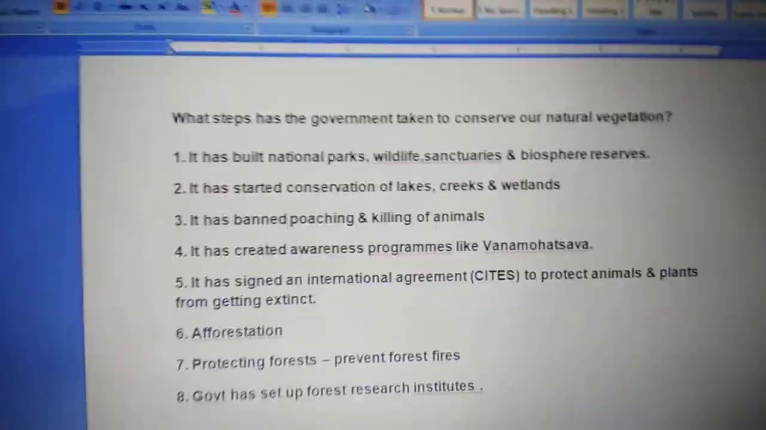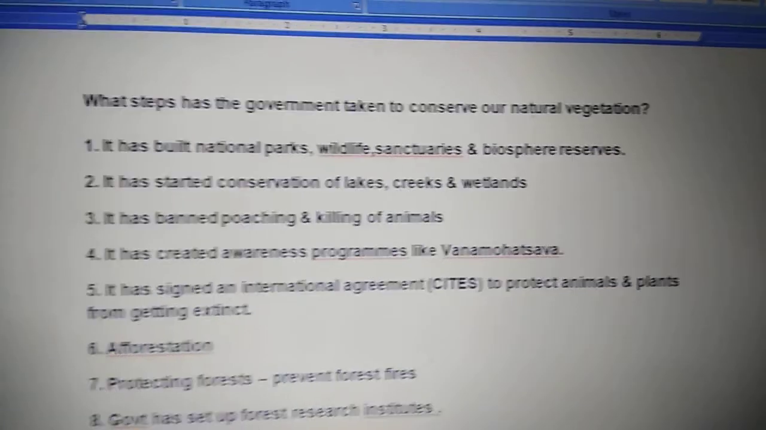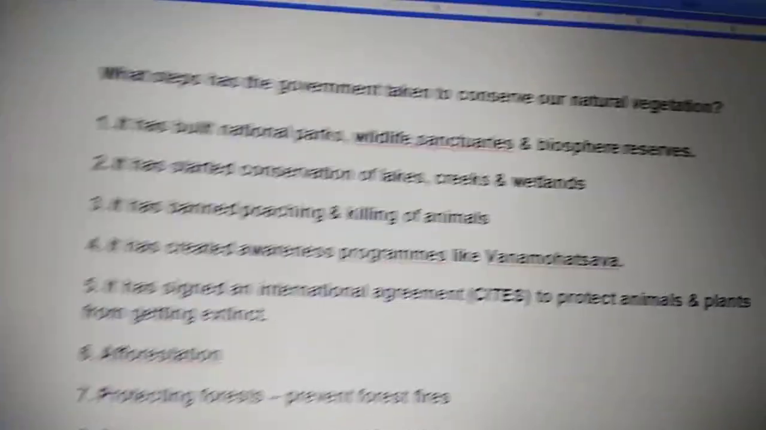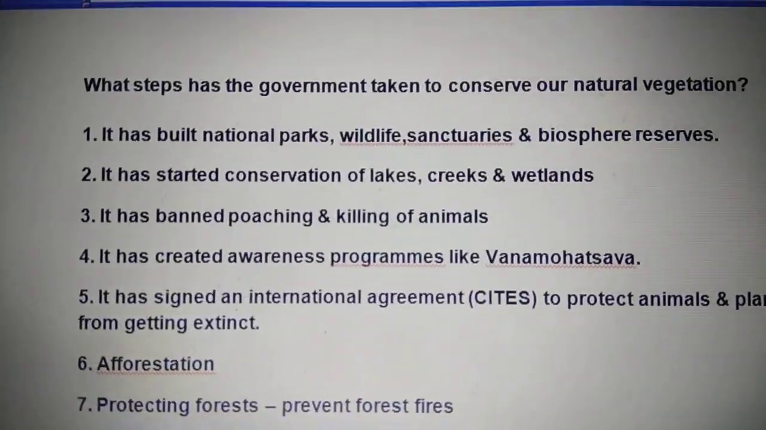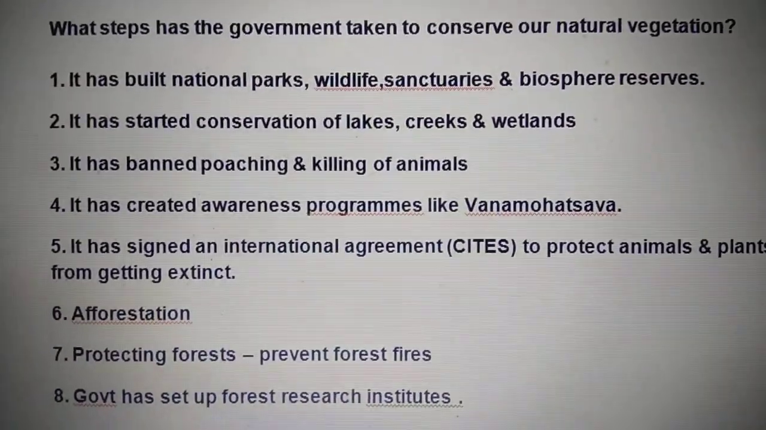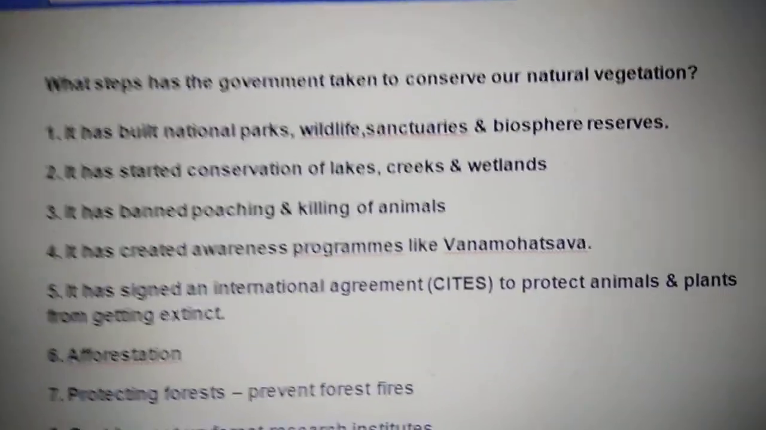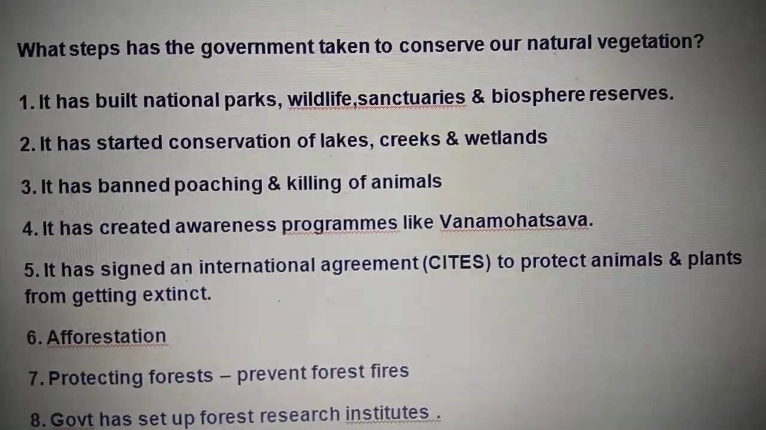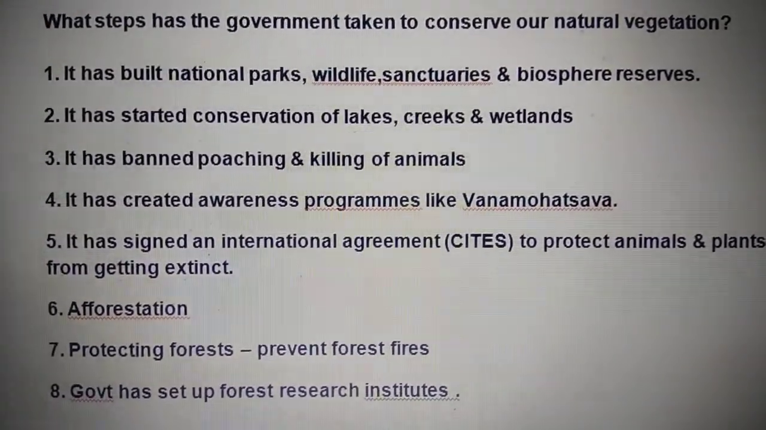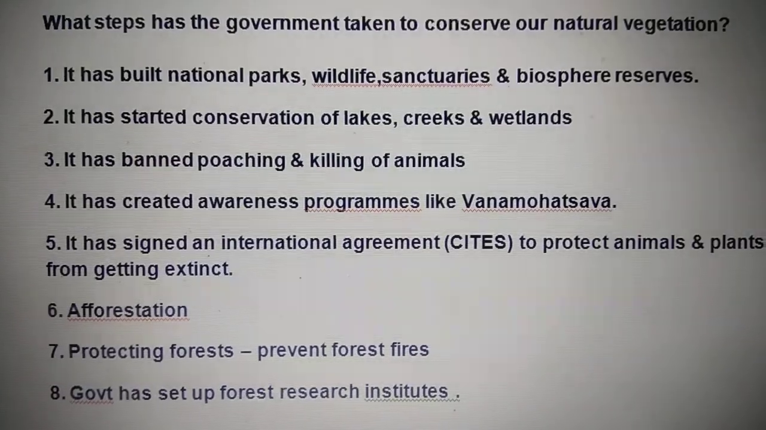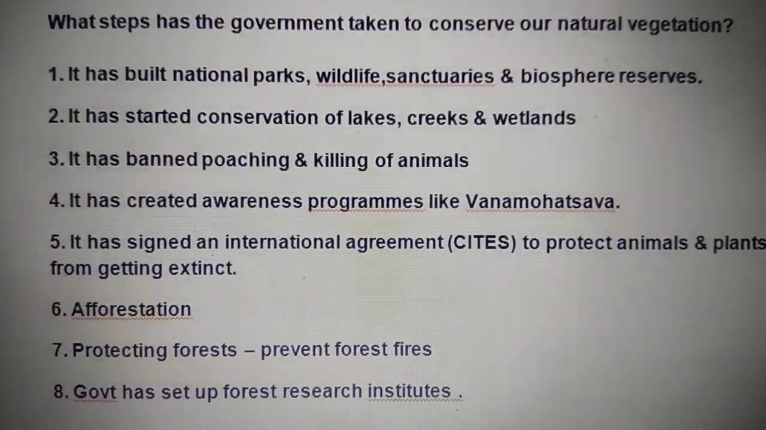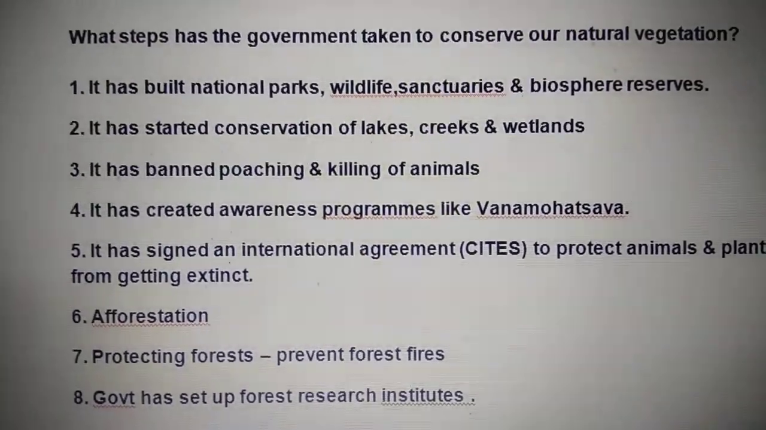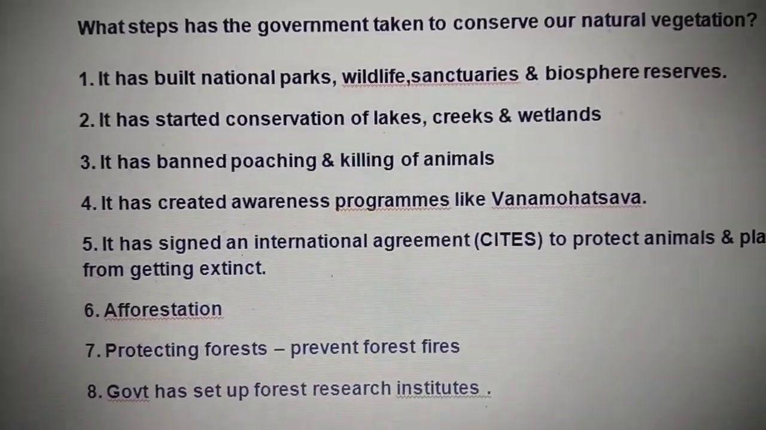Children, now since natural resources and wildlife are a very important resource, we must conserve it. And the government has taken steps to conserve it. Let us see what the government has done to protect the natural vegetation and wildlife. It has built national parks, wildlife sanctuaries, and biosphere reserves. It has also started conservation of lakes, creeks, and wetlands to restore groundwater. It has banned poaching, hunting and killing of animals, and illegal trade.